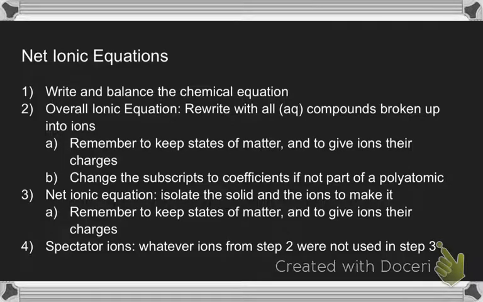So the spectator ions are the ions that appear on both sides of the equation. They're on the reactant side and the product side. And because they appear on both sides unchanged, we know that they didn't really partake in the making of the precipitate.